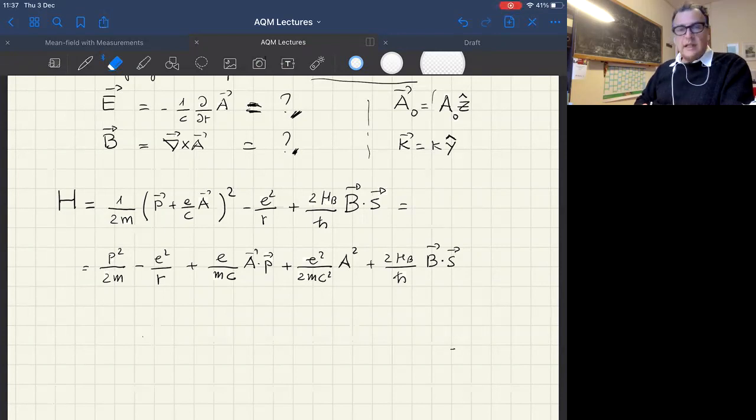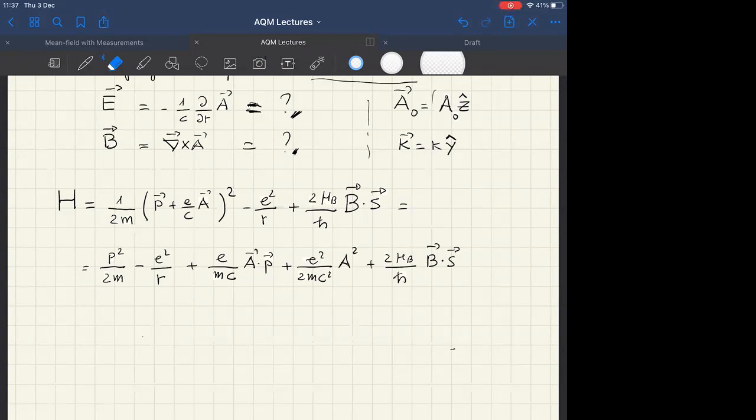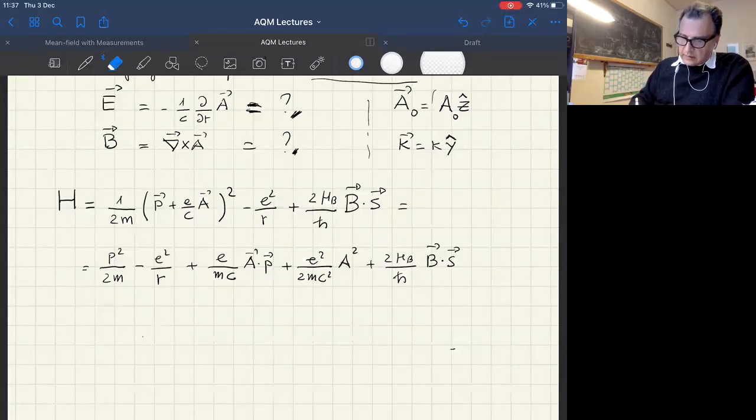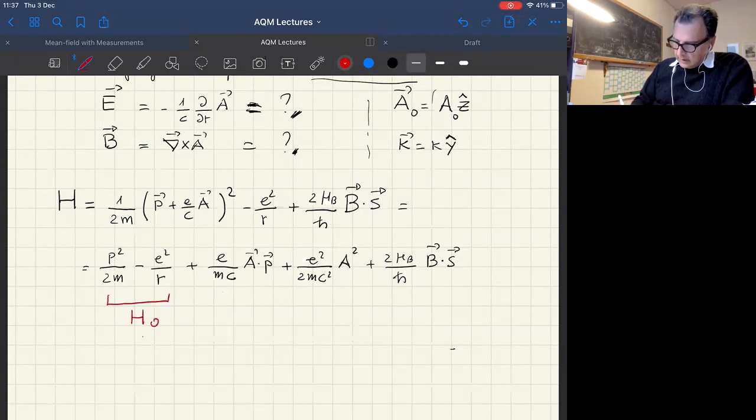In this H, what is H0? I think it's the first two terms. Very good. So this is H0. And this is, let's say, lambda V, these three terms.